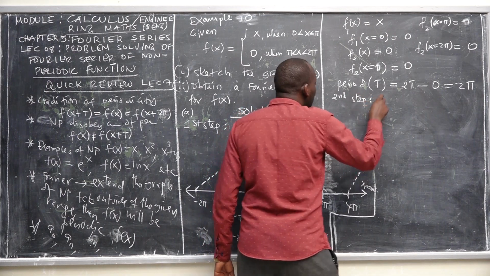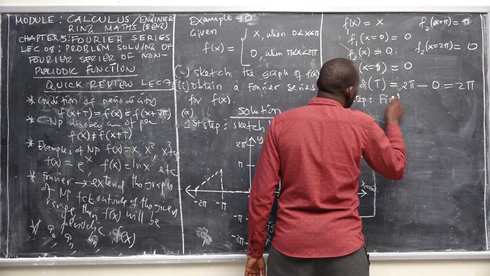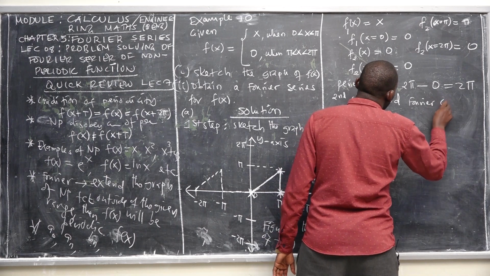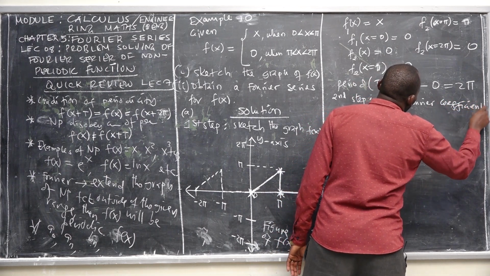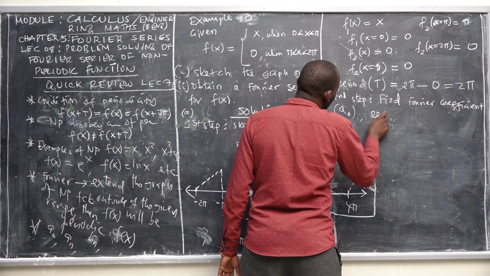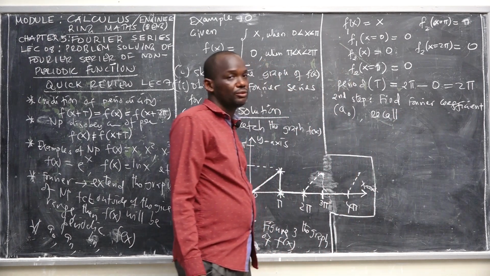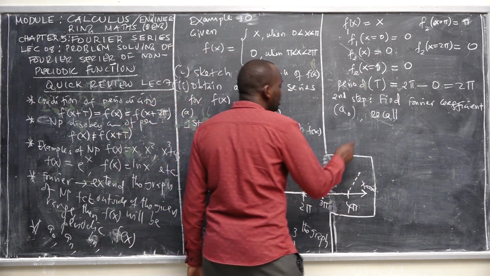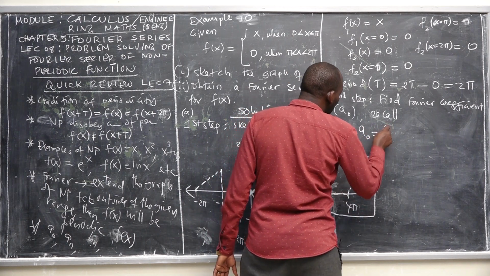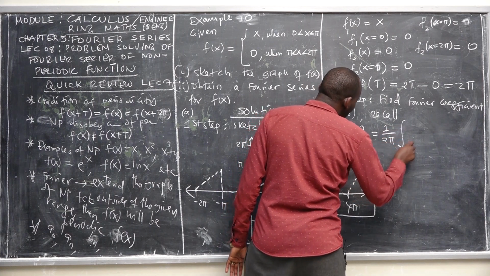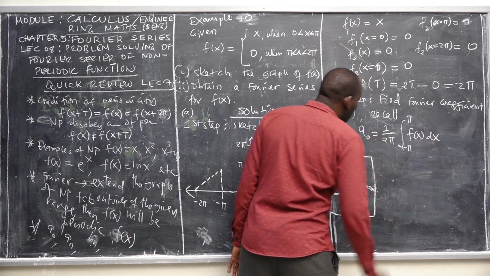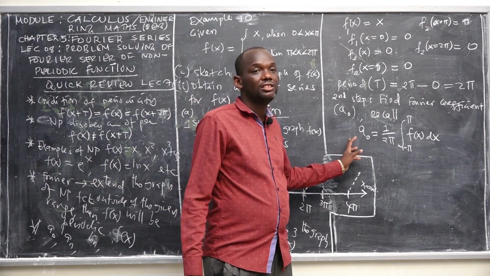Second step, keep listening. Let us find the Fourier coefficient, which we call A0. To find it, you have to recall the fundamental formulas that I have taught you. I taught you that you can find A0 by using either of two formulas. The one that I taught you is 1 over 2 pi, integral from negative pi to pi, f of x dx.